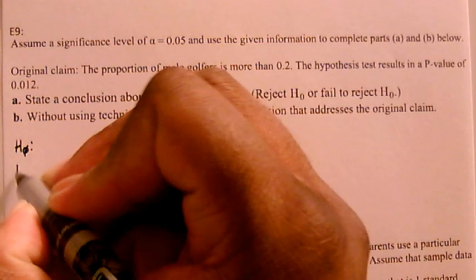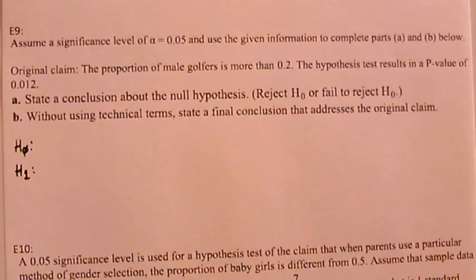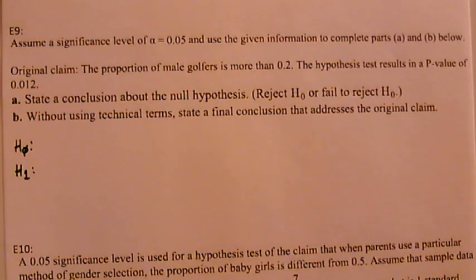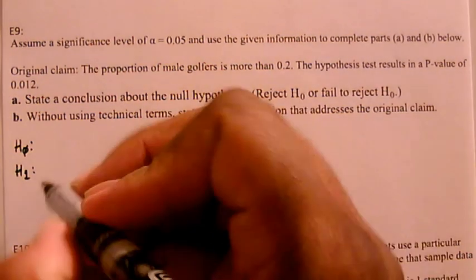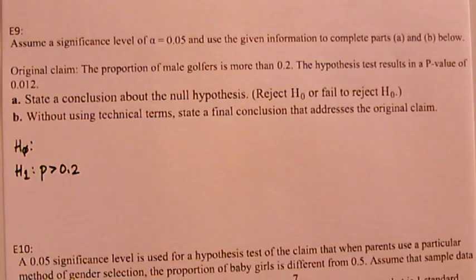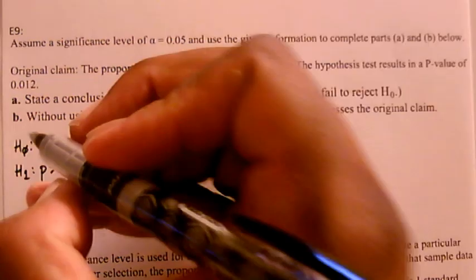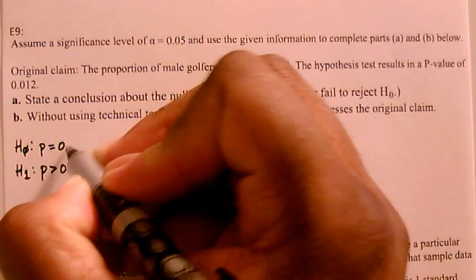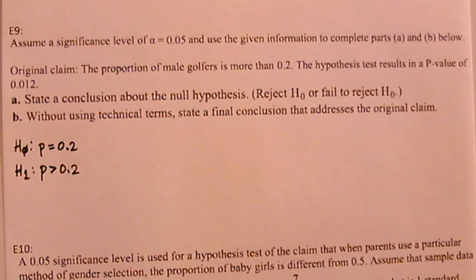Now, if you want to, you can do this. State your null and your alternative hypothesis. Here, the proportion of male golfers is more than 0.2. Well, more than is greater than 0.2. And it's strictly greater than, so that's your alternative hypothesis, which means the null has to be p is equal to 0.2.